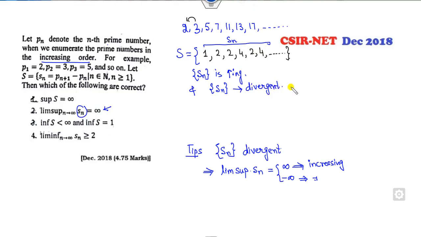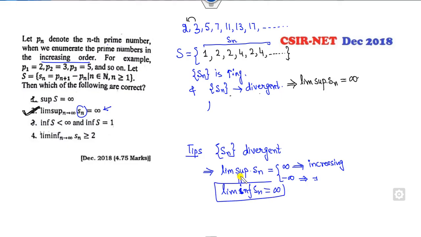Once this sequence is divergent, what does it mean? The limit supremum of this Sn is infinity. So this option is the correct option. Now as Sn is divergent, we can say the limit infimum is also infinity because both are the same. Limit infimum and limit supremum are either plus infinity or minus infinity, but we already said it's increasing. So that means the limit infimum of Sn is also infinity. So this infinity is greater than 2, also satisfied.